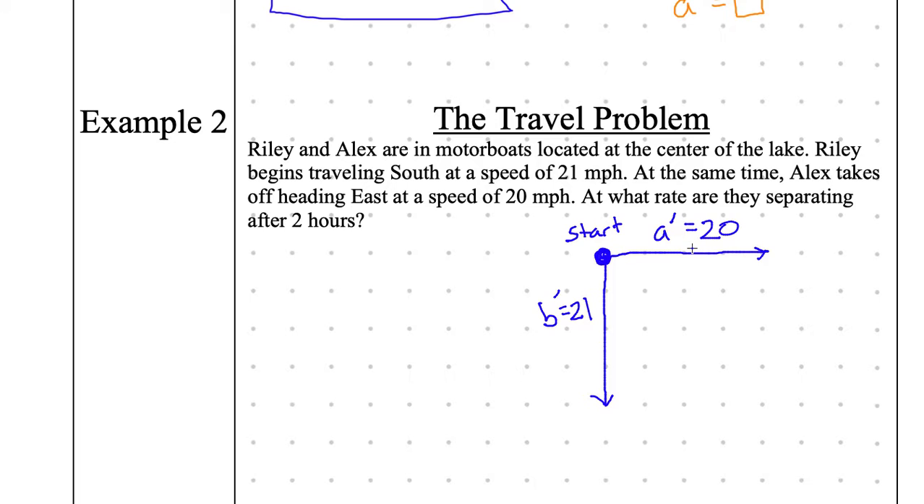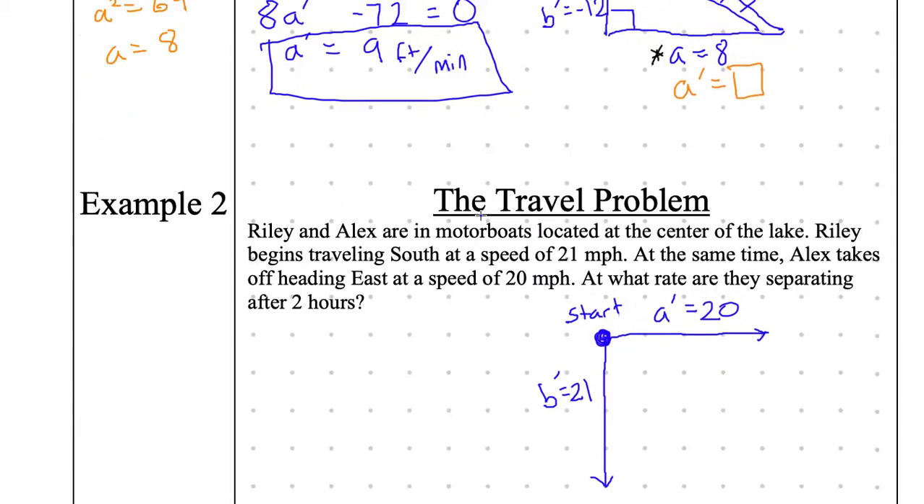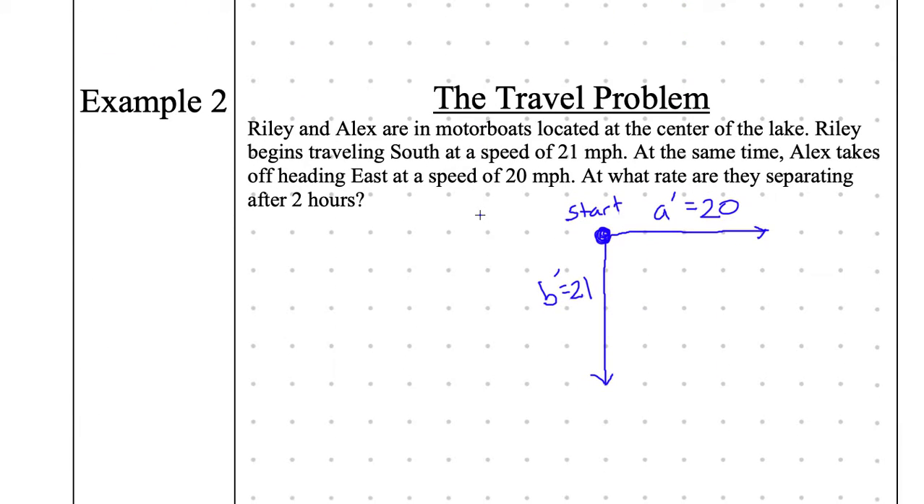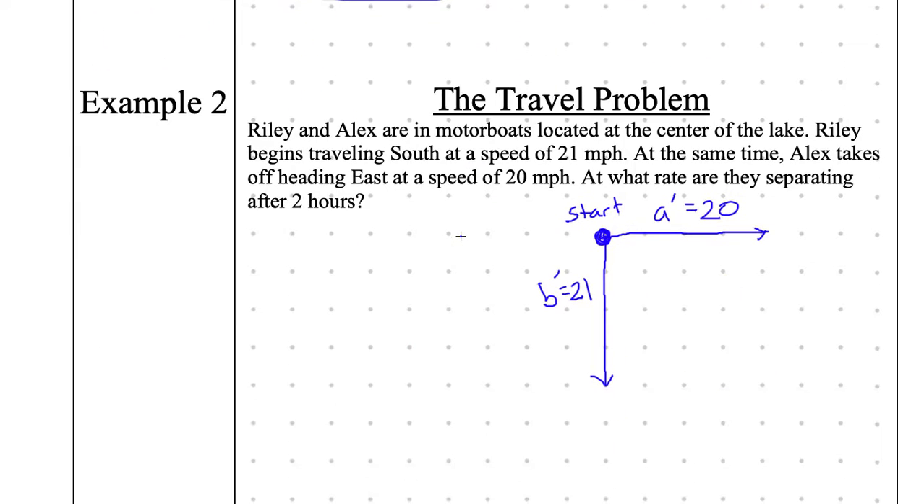It seems like we have very little information. We have two variables, and in our equation we need at least five of the six variables in order to solve this. How are we going to find the missing variables? You cannot find C prime by adding those two. The only way to find C prime is using the equation from the derivative of the Pythagorean theorem, and to use that equation I need all the other unknowns. In fact, that's what it's asking for: at what rate are they separating?